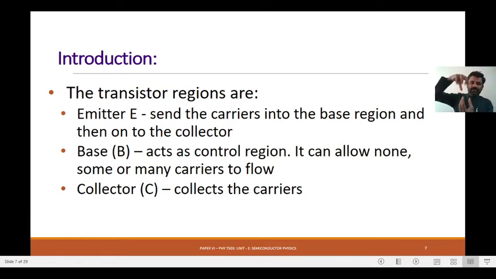In the case of the base region, it can have a control on them. A part of the incoming charge carriers could be removed, so a limited amount of charges can be moved to the collector. Hence, it can act like a control region. It can allow none, or some, or many charge carriers. As many charge carriers as are coming in, so much can flow to the collector. So a base can act like a controller of charges. In other words, it is a controller of current, you can call.